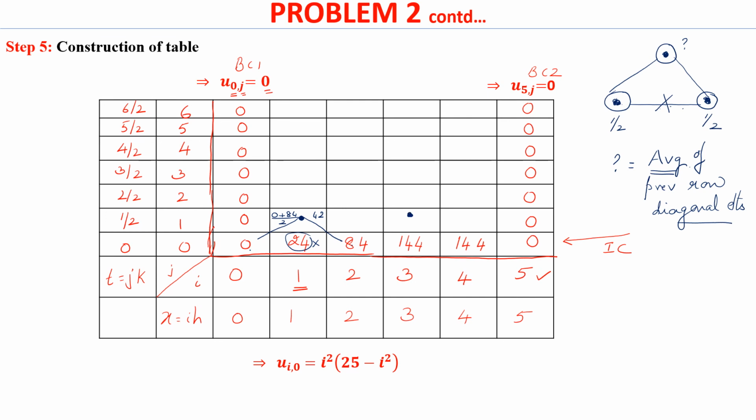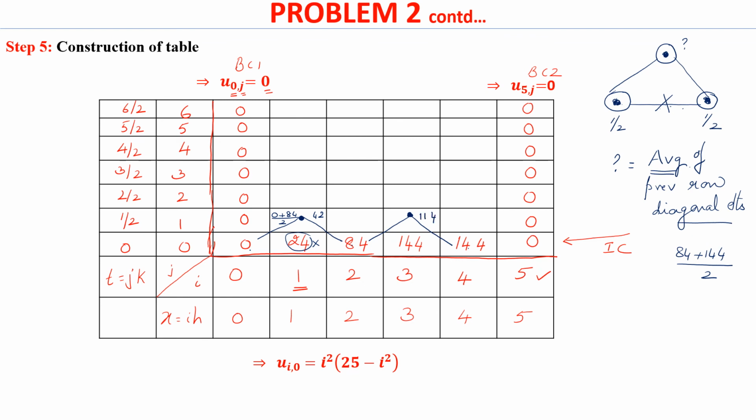Look at the diagonal elements. One is 84, the other value is 144. So it is 84 plus 144 divided by 2. That's what you mean by the average. So it's simpler than the explicit formula because it's just taking the previous row diagonal elements and taking the average. So 84 plus 144 by 2 will make it 114.